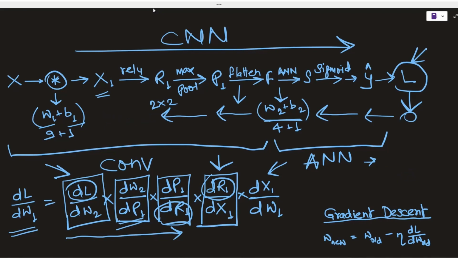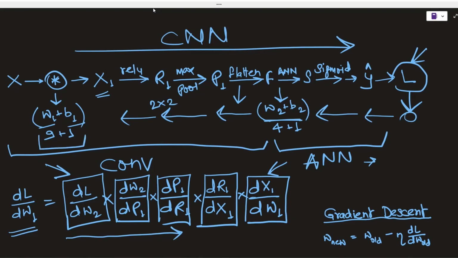That's it. And finally, since we are done till this point in the backpropagation journey, the last step is to calculate this dx1 by dw1. So basically for this particular filter, where we are using a 3 by 3 filter over here, let's say for simplicity that we are using a filter of 2 by 2, that looks something like this: 0, 0, 1 and 1.